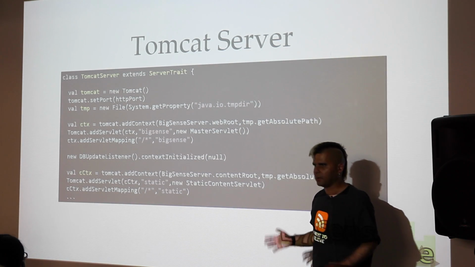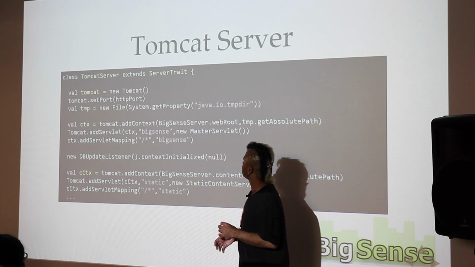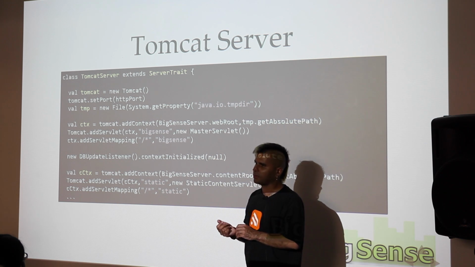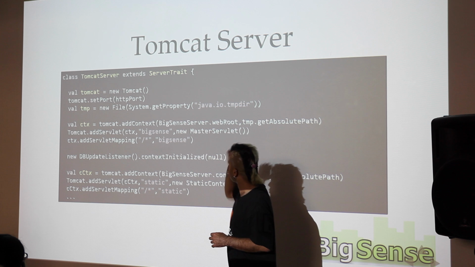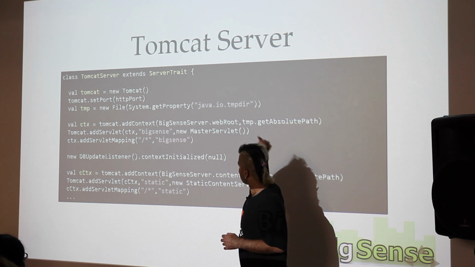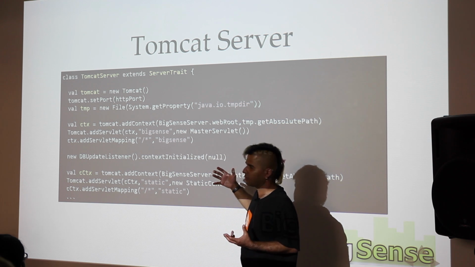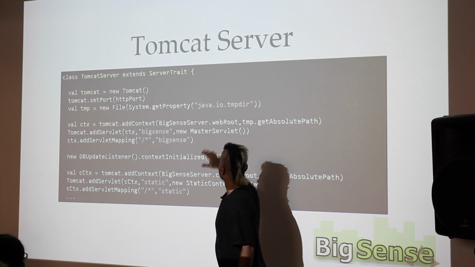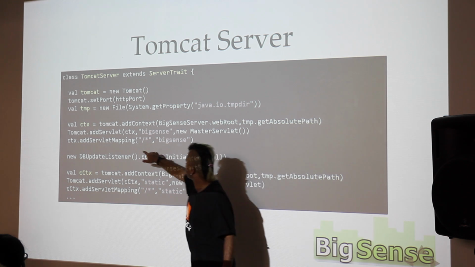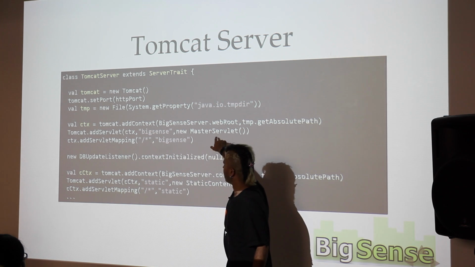For Tomcat, this was a bit more confusing. There's not a lot of documentation on it. I was ripping through some things. You have to set up some temporary directory, a temp dir. But here we're doing basically the same thing. Once I got my head around the Tomcat API, we import it, we add our context, we add a servlet, which is our new master servlet, and create our context mapping.